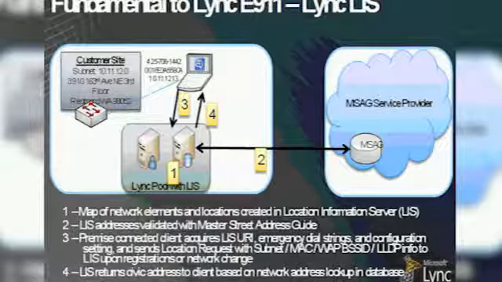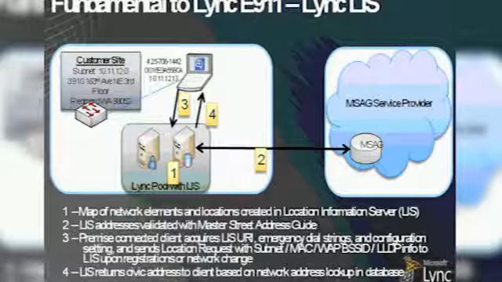Fundamental to either the NG911 or the E911 models that Lync supports is the idea that there is this thing called a location information service. We call it the LIS. And the whole idea of the LIS is basically to provide location. Now we'll talk about how that's used, and I'll give you an example in this diagram right here.